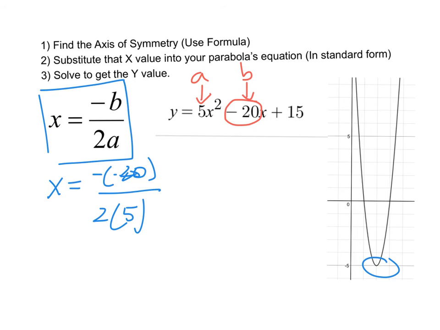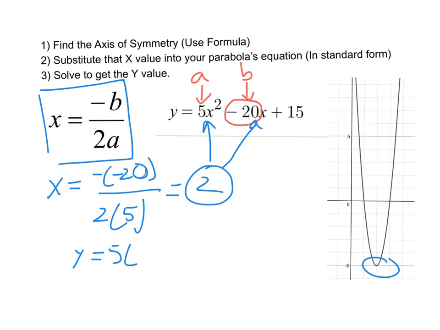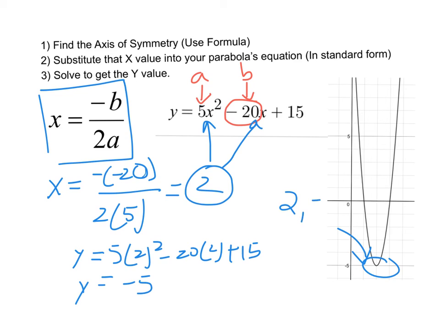Negative 20. There we go. And so that should be pretty straightforward stuff for you. That's obviously 2. Then I take that 2 and I substitute it back in for x everywhere in the original equation. So y equals 5 times our 2 squared minus 20 times our 2 plus 15. So again, substituting back in that original equation. Obviously work this out and find that y is then negative 5. So the coordinate of our minimum in this case is 2, negative 5.